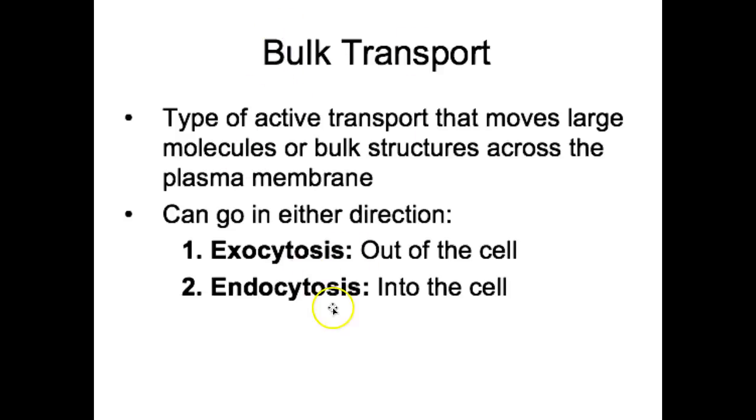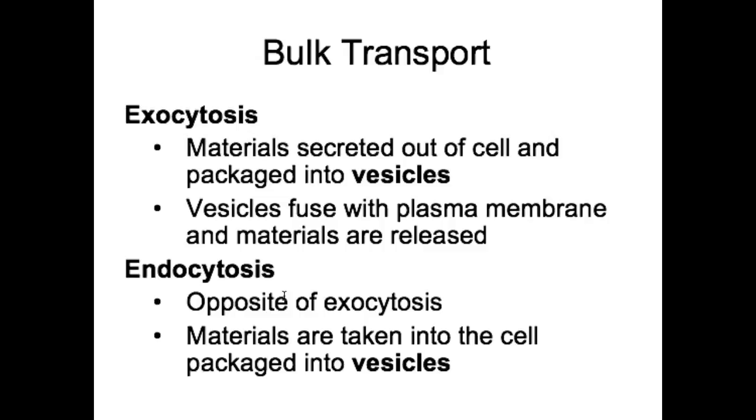Bulk transport, endocytosis and exocytosis, this is largely for when we need to move large molecules, bulk structures, large amounts of stuff into or out of the cell. Something that's too large for a simple channel or carrier protein to handle. Okay, we're pretty good on that. Vesicles, if you didn't catch that, it's a package. It's got your phospholipid bilayer in a sphere surrounding something inside of it. That's a vesicle. A vesicle can carry pretty much anything.